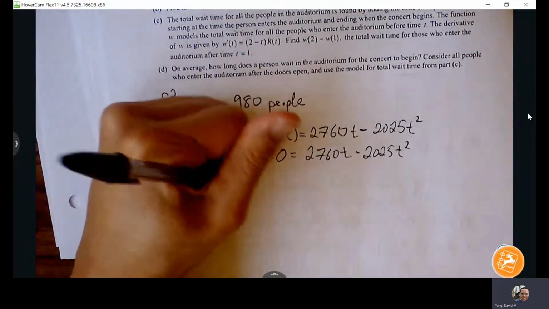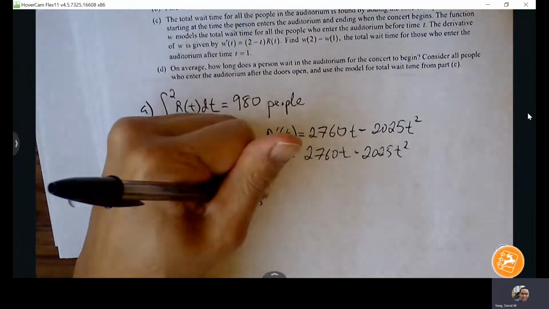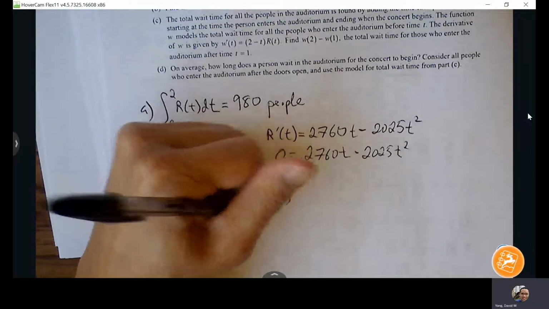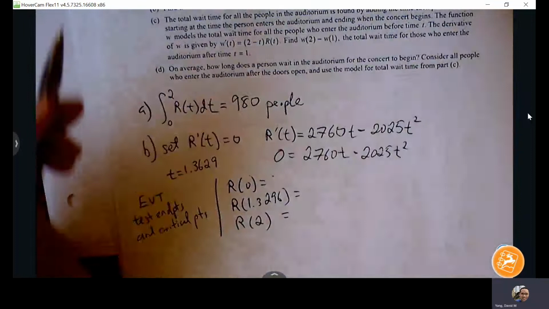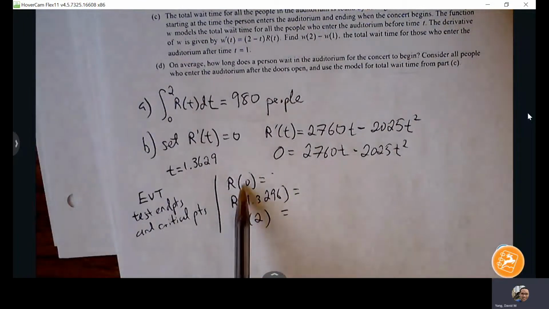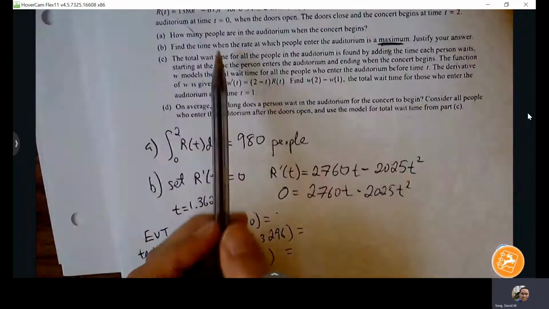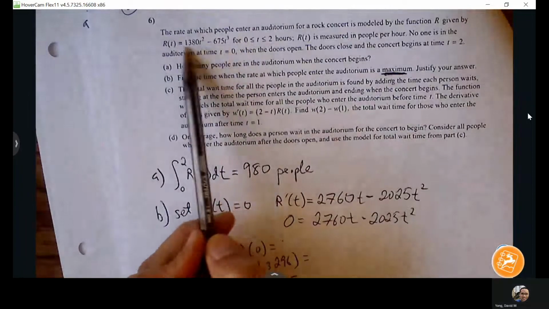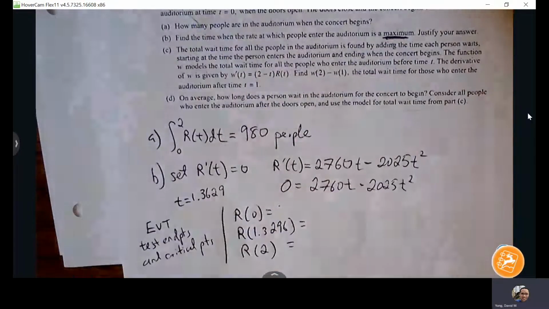So I need to test R of 0, R of 1.3296, and R of 2. We just enter 0, 1.3296, and 2 directly into R of t and see which one produces the highest rate.